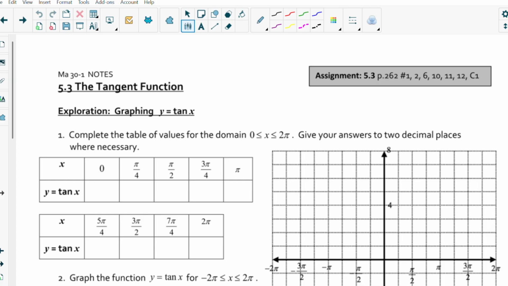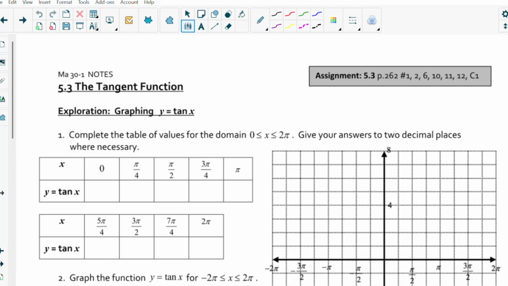Okay, we are on 5.3 tangent function. So let's do this exploration, graphing y equals tangent of x. Complete the table of values for the domain x is greater than or equal to 0, but less than or equal to 2 pi. Give your answers to 2 decimal places where necessary. So y equals tangent of x.